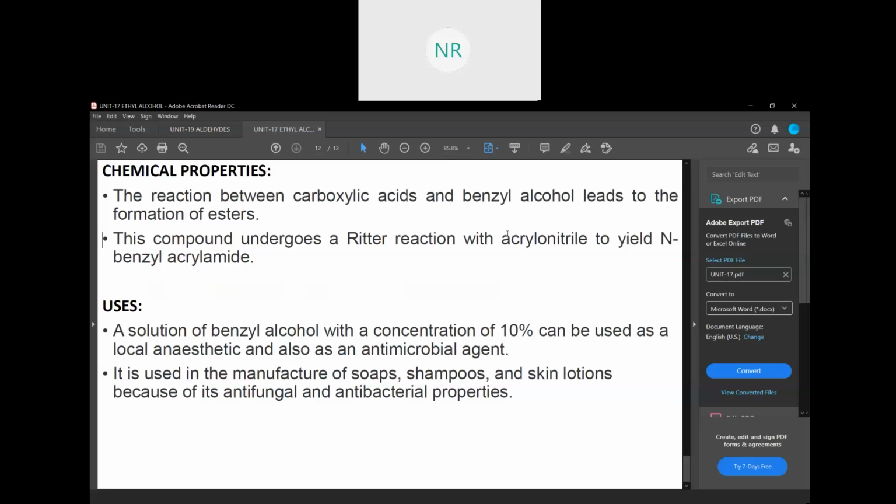Just anesthetizing or numbing a specific part of the body. Okay, so if you are going for a dental operation or something like that, they put an injection, right? They put an injection in the gums of our teeth. Only our mouth gets numb. Okay, so for those uses benzyl alcohol is used.